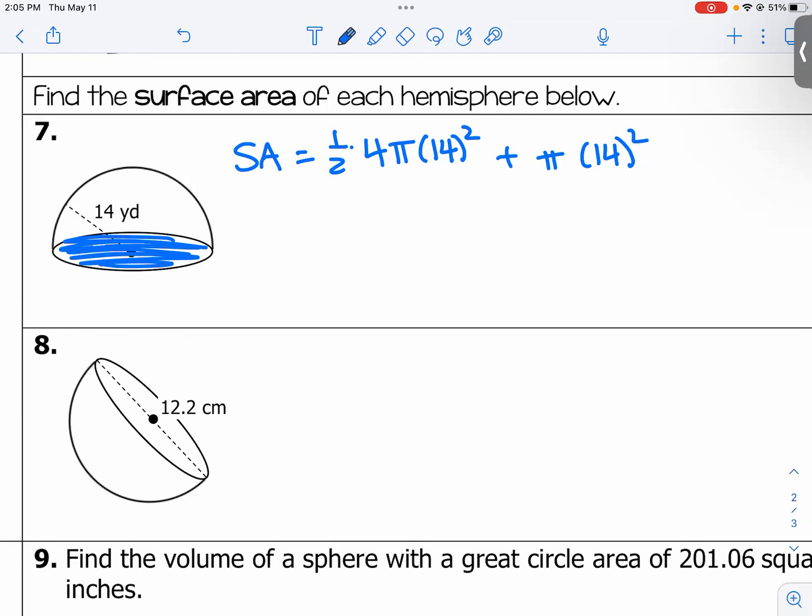Yes. Okay, so let's talk about what we have here. We have half of the surface area of a sphere because it's a hemisphere, but we have that circle as the base. So we had to add the area of the circle.